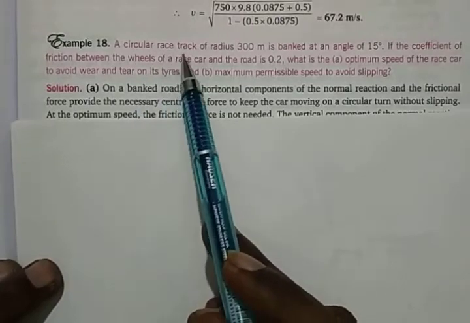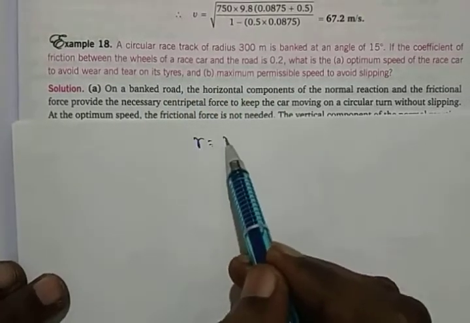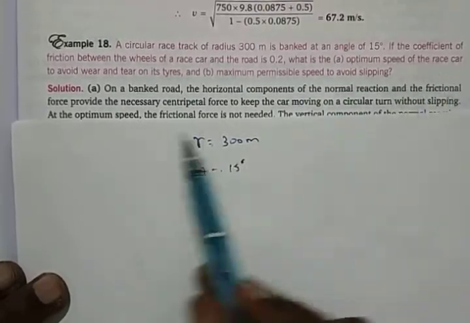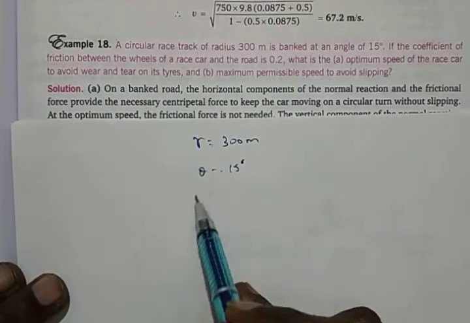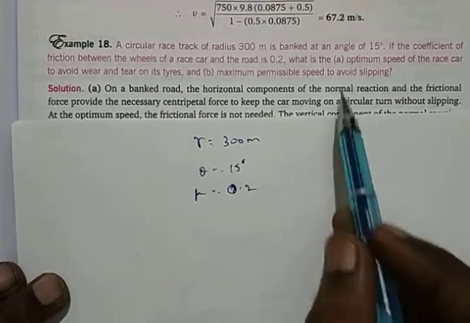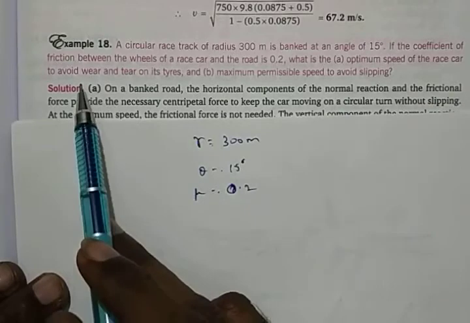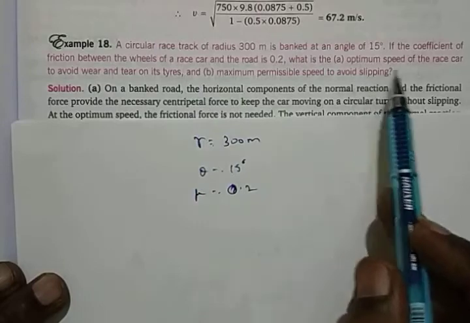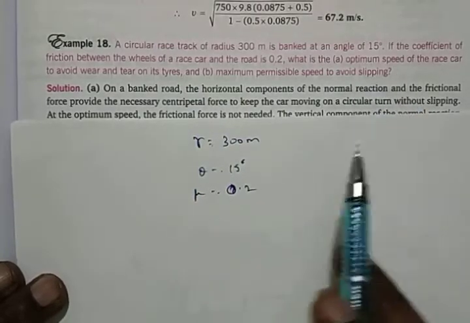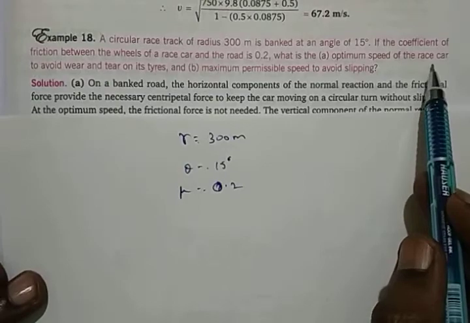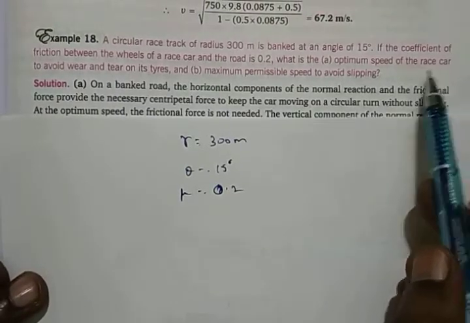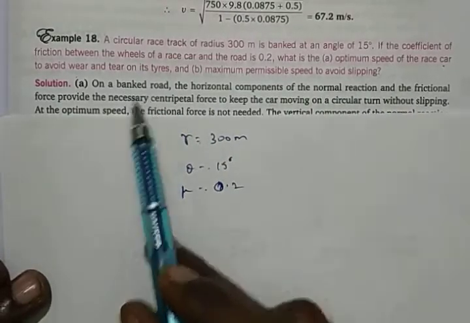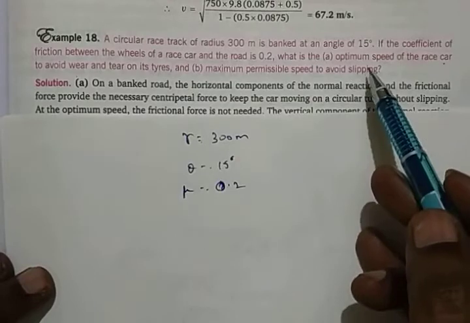A circular race track of radius 300 meters is banked at an angle of 15 degrees. If the coefficient of friction between the wheels of the car is 0.2, what is the optimum speed of the race car to avoid wear and tear on the tires? And what is the maximum permissible speed to avoid slipping? There are two things there. He wants to save the car, keep the car as new as possible to avoid wear and tear. That means you have a race car and you don't go so fast. Is it possible? He is asking for that.